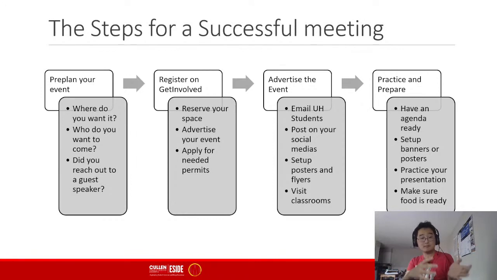Once you're done with that, advertise your event. Email UH students, post to social media, set up posters and flyers, and visit classrooms to talk to new students. And then once you have all that ready, in the week before your event or the day before your event, make sure to practice and prepare. Have your agenda ready, prepare your banners and posters and everything else, practice your presentation, and if you're serving food, make sure that all your permits and food are ready.